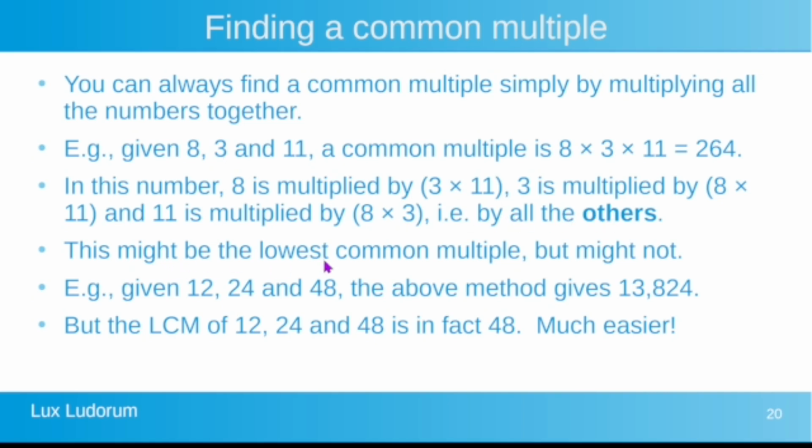This might give you the lowest common multiple, but might not. It will be a common multiple, but it might not be the lowest. Example, given 12, 24, and 48, the above method gives 13,824, but the lowest common multiple of 12, 24, and 48 is in fact 48, and that is much easier to work with.